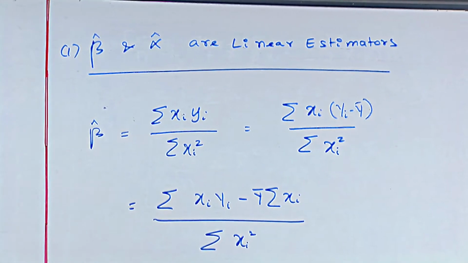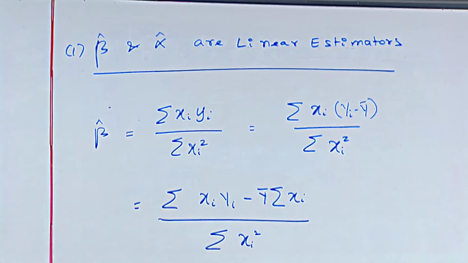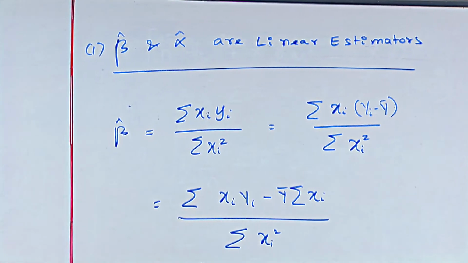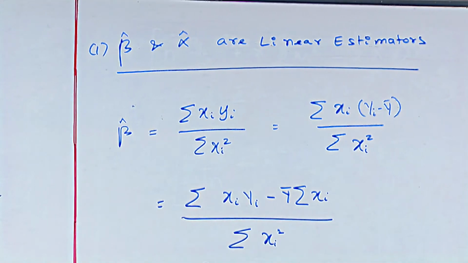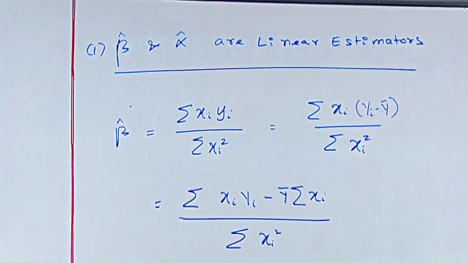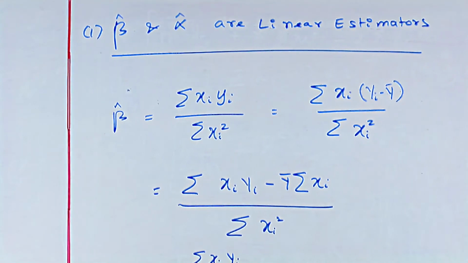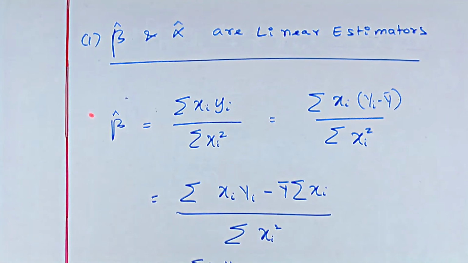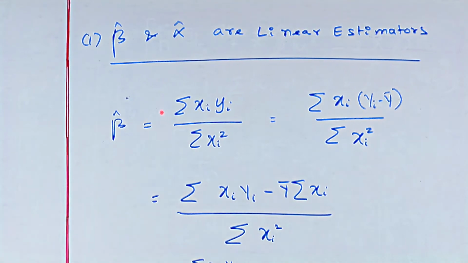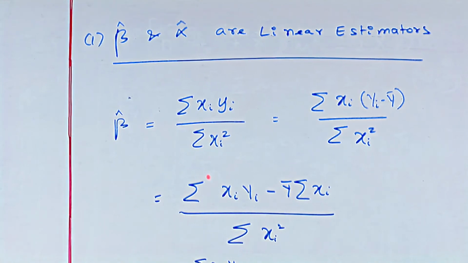Using the characteristics of the stochastic variables alpha hat and beta hat, now we may derive some important properties of the OLS estimators. First and foremost property of OLS estimators is that they are all linear. Now we'll prove that alpha hat and beta hat are linear estimators. Now let us take the estimator beta hat. Beta hat is equal to, as we already know, sigma small xi small yi divided by sigma small xi square.